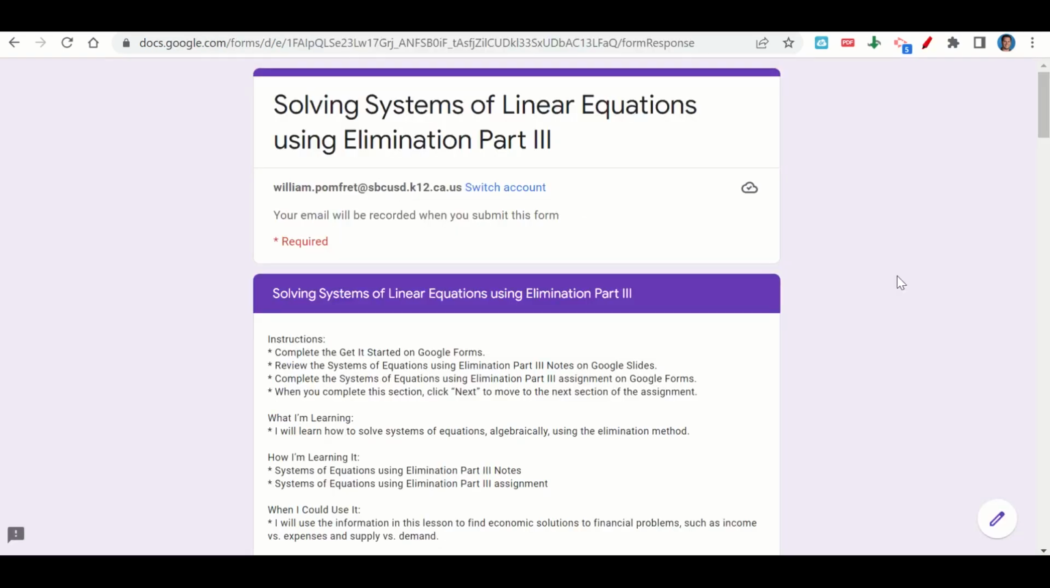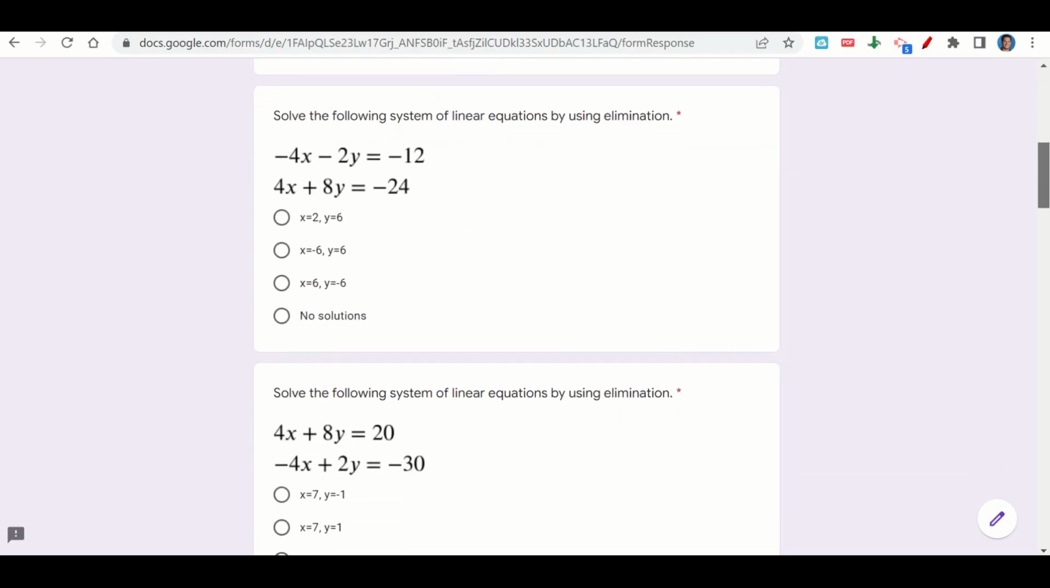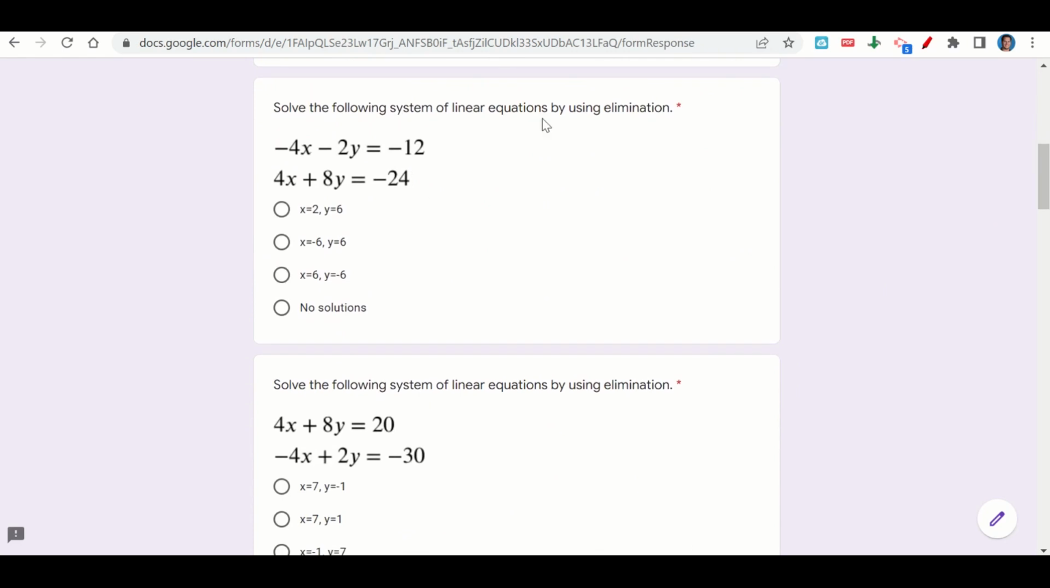Let's take a look now at the solving systems of linear equations using Elimination Part III assignment. The assignment begins with our learning goals and success criteria. If we scroll down, we can see the questions. It says to solve the system of linear equations using elimination. So if we notice, in this case, our x's are already opposites, so we can just go ahead and add these up, and our x's will cancel.